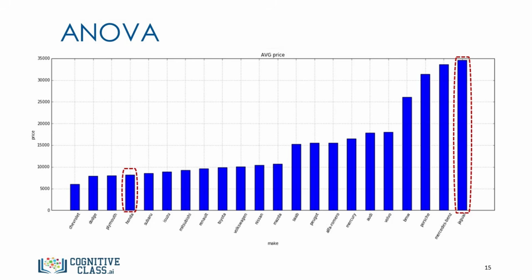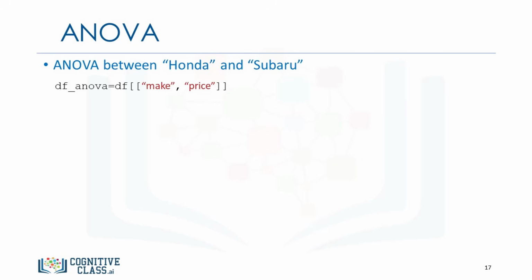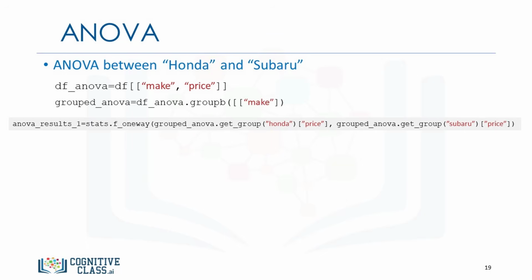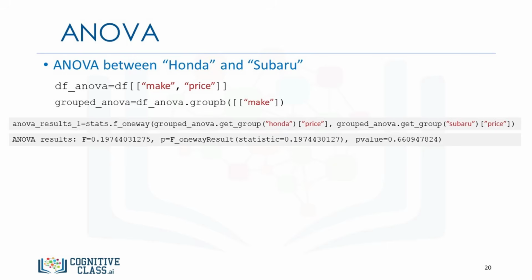our intuition is correct. In the first line, we extract the make and price data. Then, we'll group the data by different makes. The ANOVA test can be performed in Python using the f_oneway method as the built-in function of the SciPy package. We pass in the price data of the two car make groups that we want to compare, and it calculates the ANOVA results. The results confirm what we guessed at first.